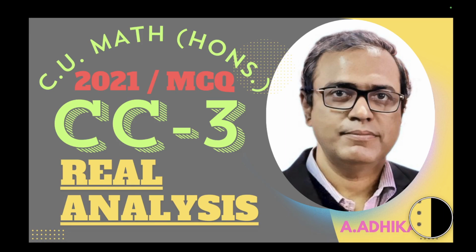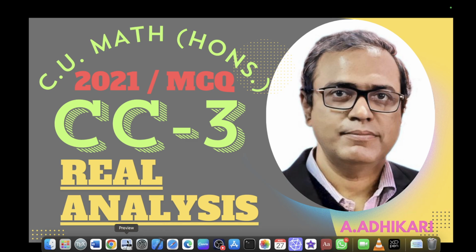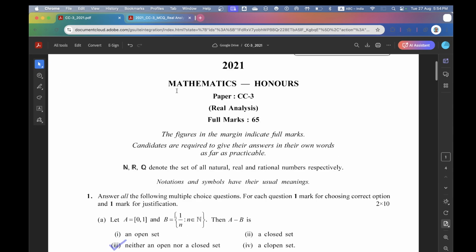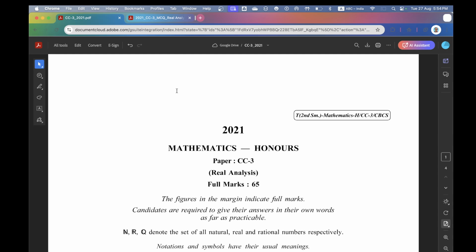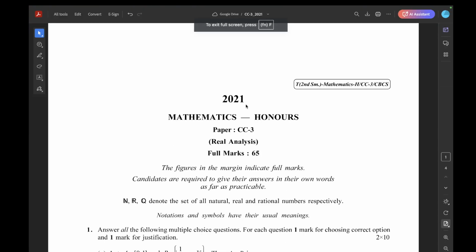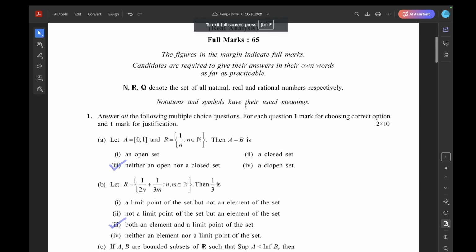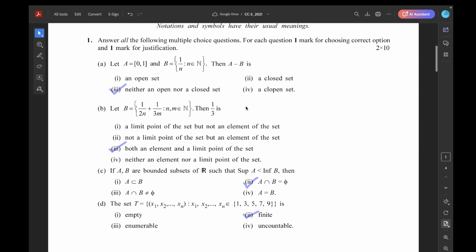Now we discuss MCQs from the 2021 Calcutta University Mathematics Honors paper CC-3, Real Analysis. Question paper 2021, paper CC-3, question 1a.